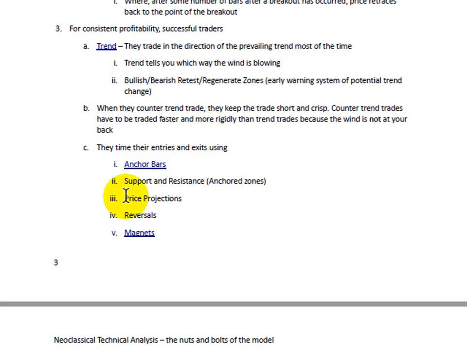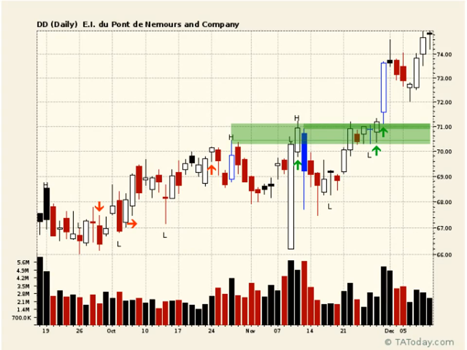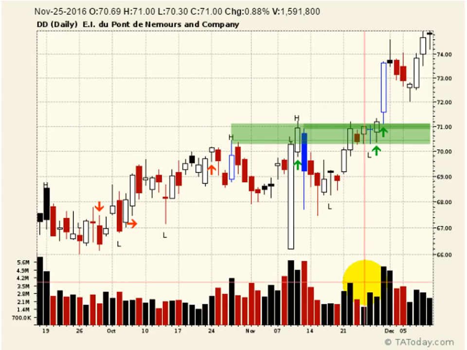That's price projections. Now, I haven't talked much about price projections, but let's do that on the chart. Let's use the daily chart again, and let's take a price projection off of something that we had. The most common price projection that we use in Neoclassical is a mechanism that's used in classical, which is called the ABCD structures.